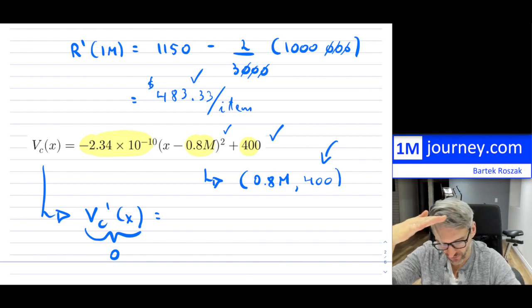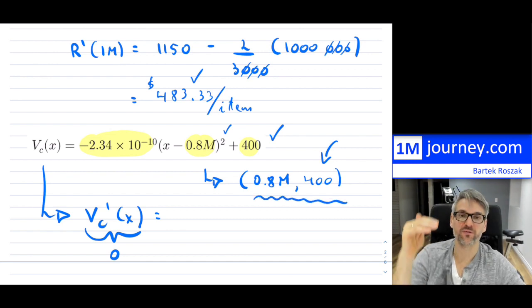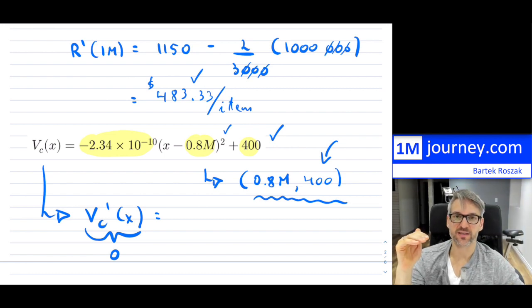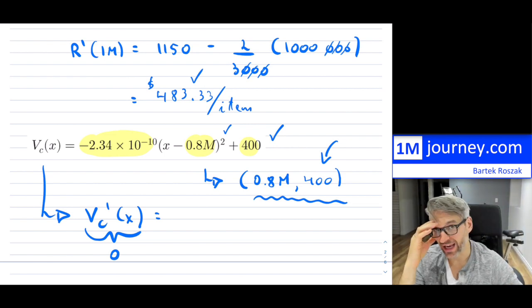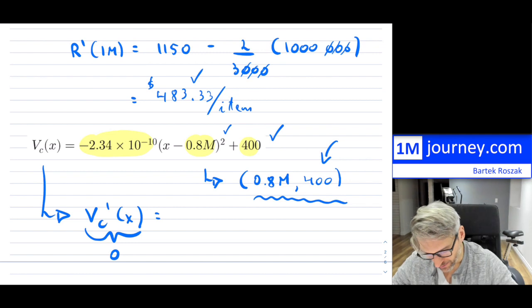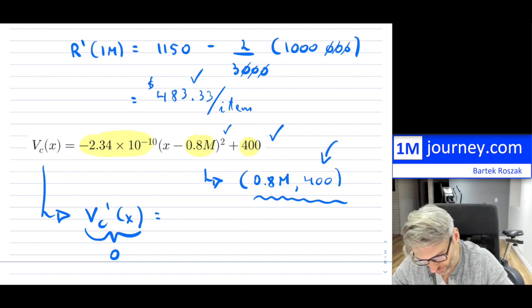Now, because it's in vertex form, I already can see it. So this will be the vertex. So that is the peak. That's going to be at 0.8 million, so about 800,000 units. And then the cost is 400. That's the maximum.